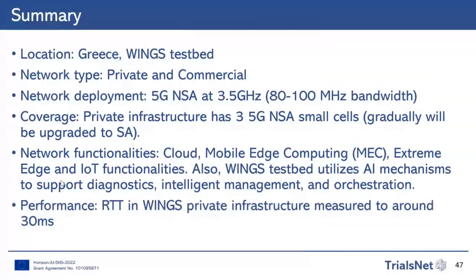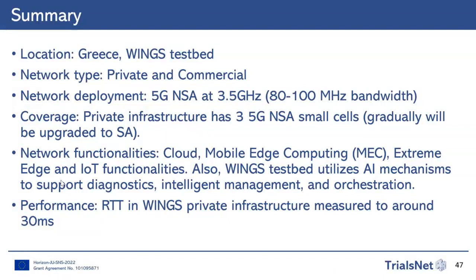We will present some aspects about the Athens and Greek site testbed. So the location, of course, is in Greece, and the Wings testbed more specifically is in the offices in Athens. The network type which is available has to do with private as well as the commercial infrastructure that is deployed not only in Athens but in general in Greece.